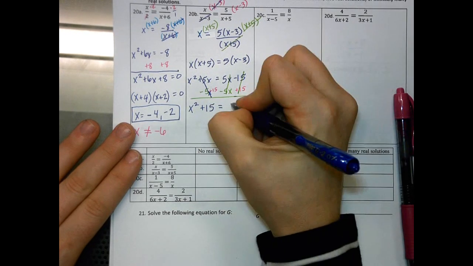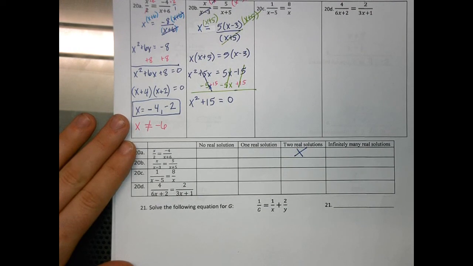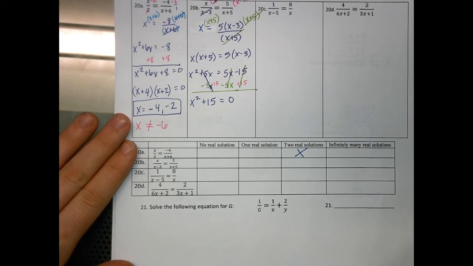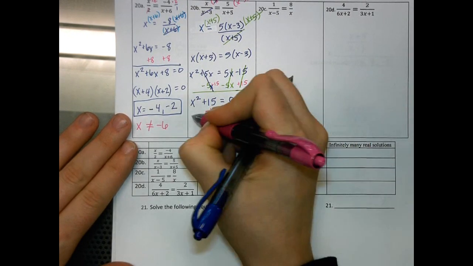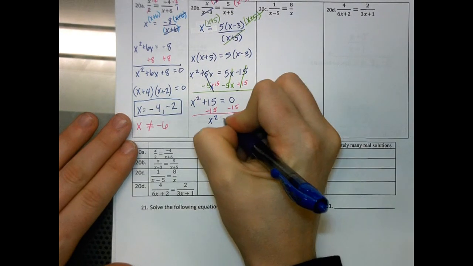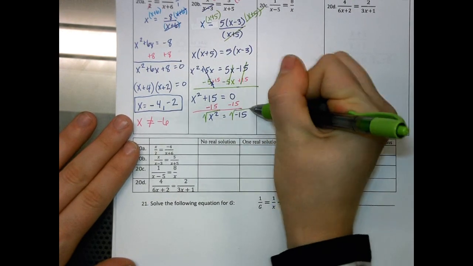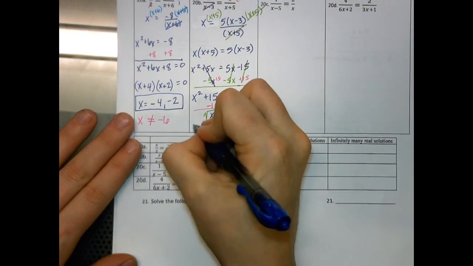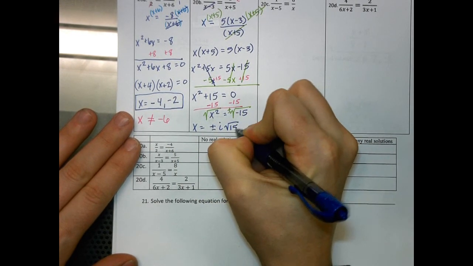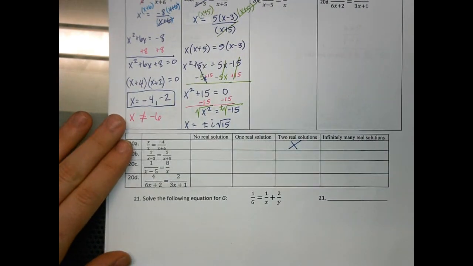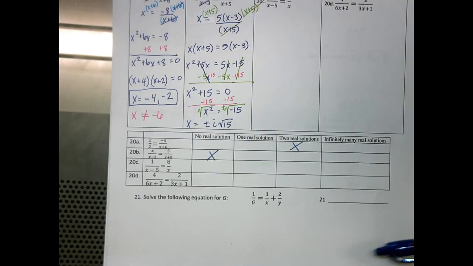How do I solve this? How do I solve for x? Subtract 15. I get x squared equals negative 15. What do I do now? Square root, so plus or minus the square root. X is equal to plus or minus i root 15. How many real solutions do you have? None. Those are imaginary solutions, so you have no real solutions for 20B.